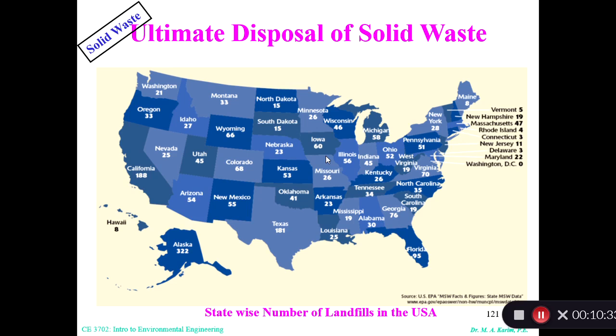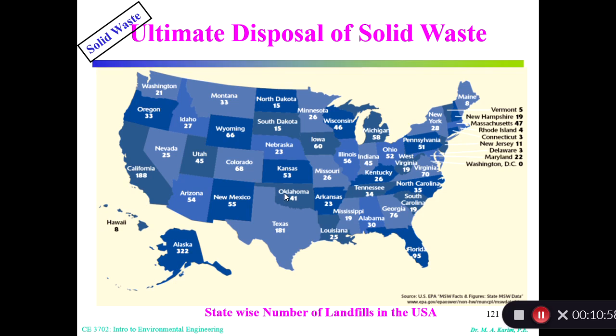So here is the number of landfills in different states in the USA. It looks like Alaska has 322 and Hawaii has 8. Whichever state is yours, Georgia has 76 and Florida 95. Alaska has more, 322, compared to any other state. It's a good observation, to see how many landfills we have in different states. This is 2005 data, I think, so now it might change a little bit. I don't have the recent data.